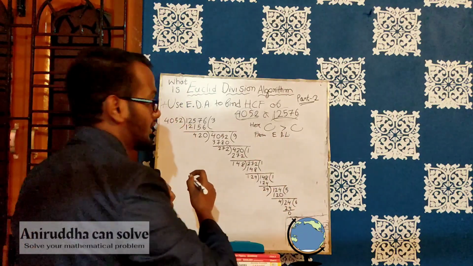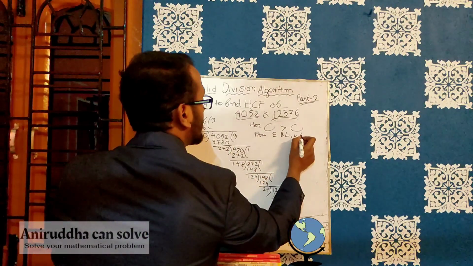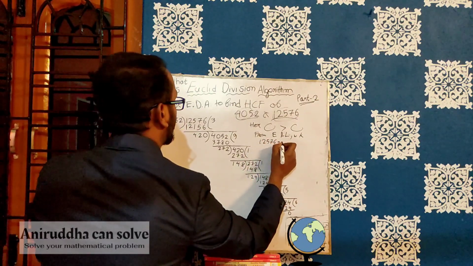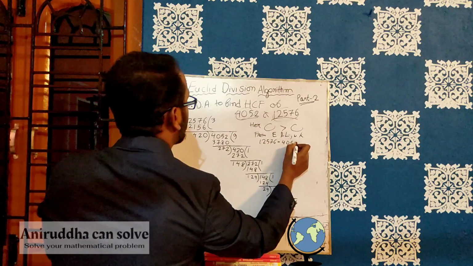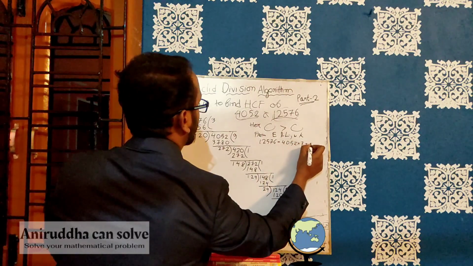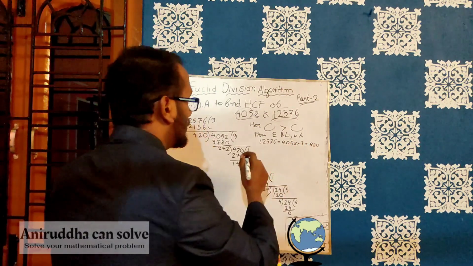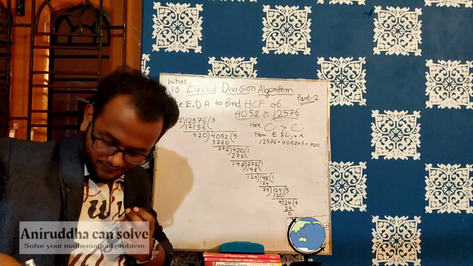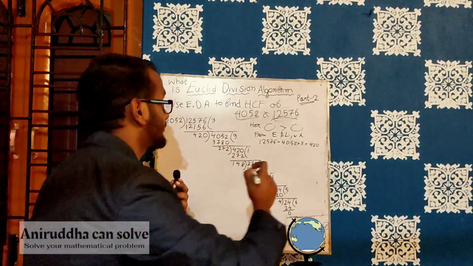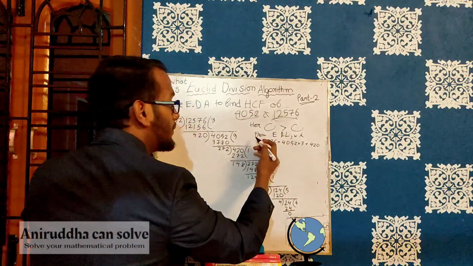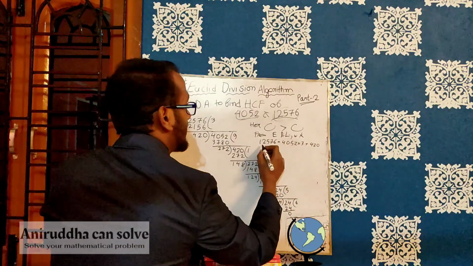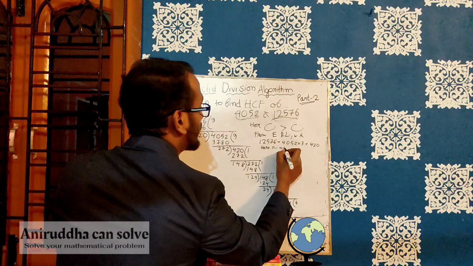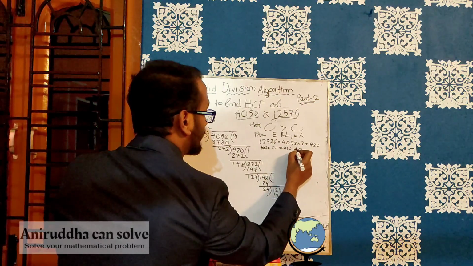or from Euclid division lemma we know 12576 is equal to 4052 into 3 plus 420. I am showing you how you will write this in a school exam or board exam. So after from Euclid division lemma we know this, you will write here remainder is equal to 420, not equal to 0.